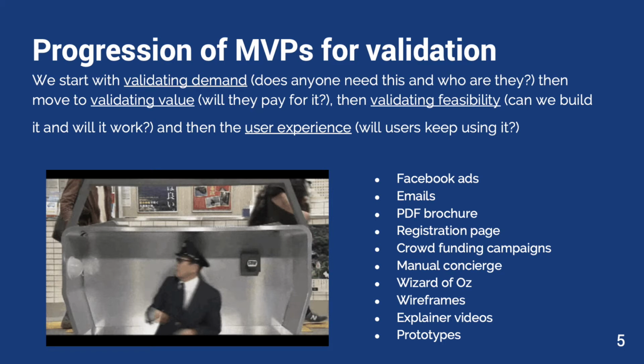So the progression of MVPs for validation. This is where we're looking at how we use an MVP as a tool to support us through validation. And here are some examples on the screen of how we can go through this process, starting with Facebook ads and then moving into emails, PDF brochures, registration pages, crowdfunding campaigns, manual concierge services, Wizard of Oz, wireframes. All of these are different techniques that we can use to build MVPs.